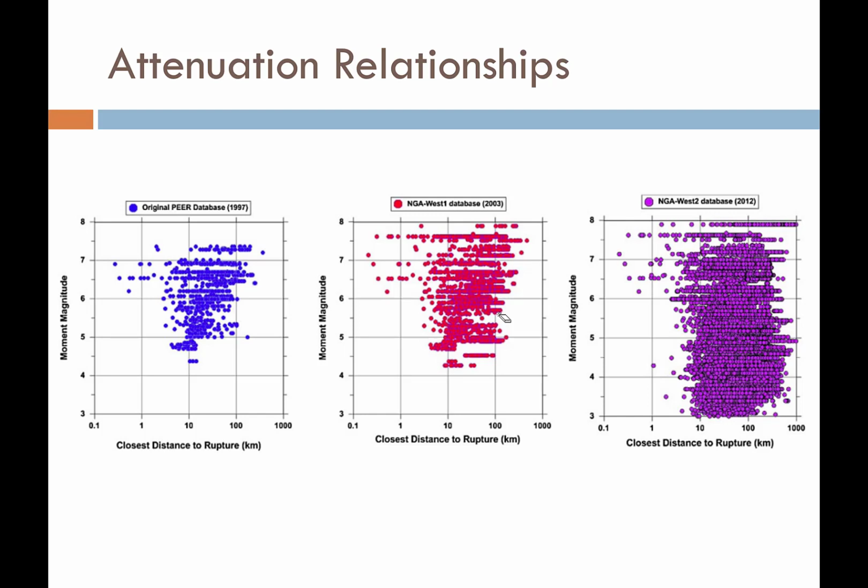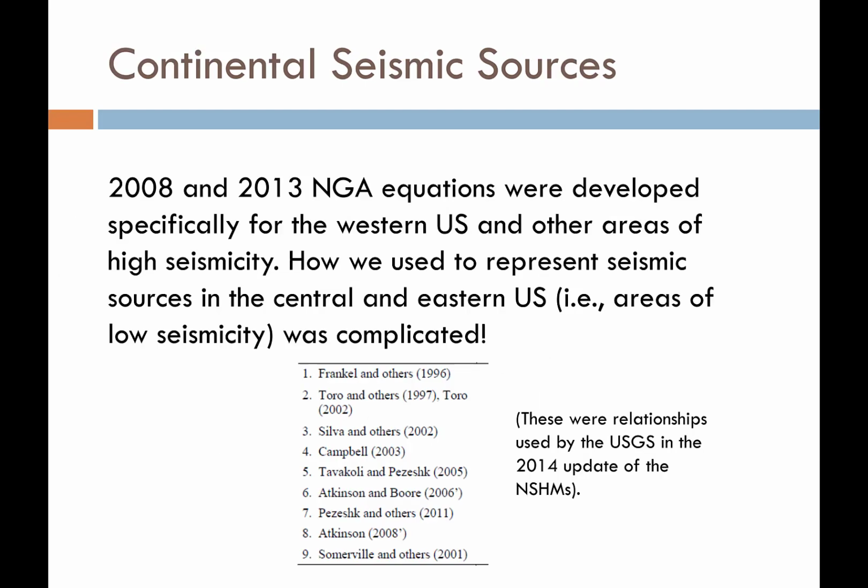And so today, most engineers and seismologists use the NGA West 2 ground motion prediction equations, including the U.S. Geological Survey.